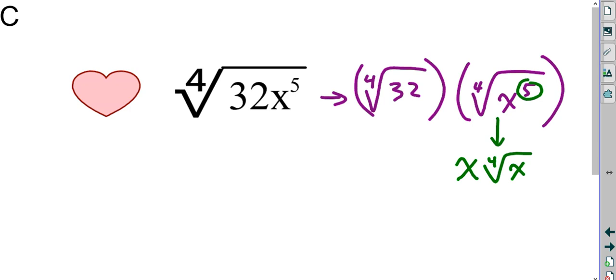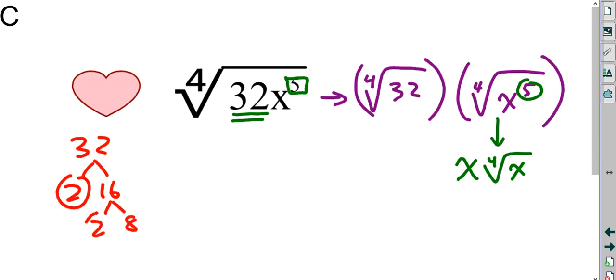This, we don't do how many groups of 4 do we have in 32. That grouping only applies to exponents. It does not apply to coefficients. We have to do this the long way, like with the factor tree. So let's think about 32. Let's make a factor tree. Let's break it down. Well, we got 2 and 16. That's a prime number. 2 and 8, prime number. 2 and 4, prime number.